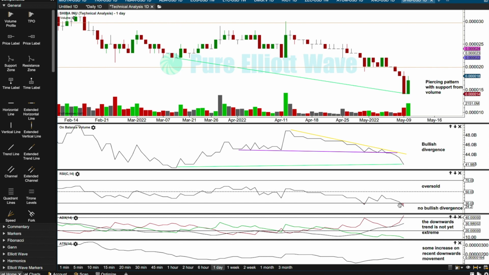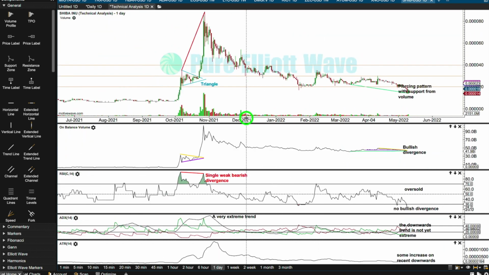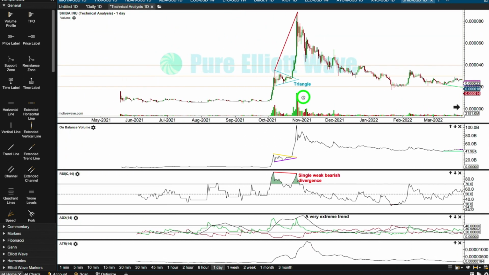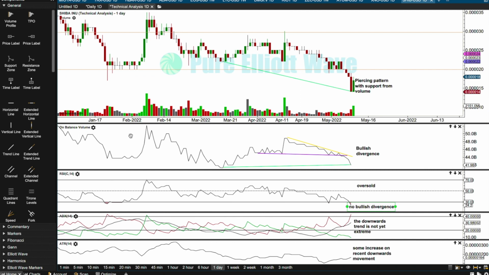The first thing I note here is RSI is oversold. Squish it up and look at the whole price history of Shiba. So the last time it was oversold was down here, and now it's oversold again. And that led to a pretty strong bounce with a typical curved look to it.